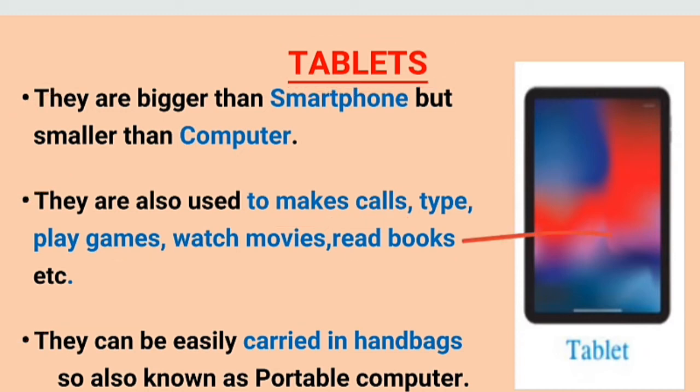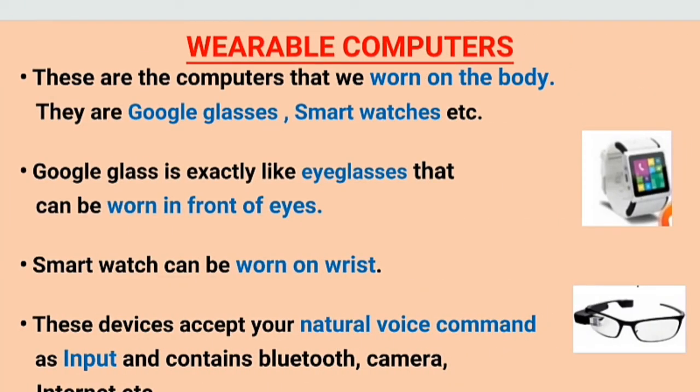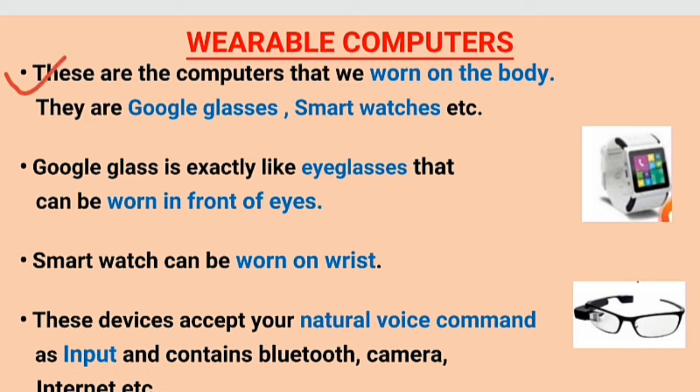Now, the next part is wearable computers. Wearable computers are those computers that we wear on the body. ये वो computers होते हैं that we can wear on our body. इनको हम अपनी body पे डाल सकते हैं. Like Google Glass, smartwatches, etc. Here is a figure of a smartwatch and here is a figure of Google Glass. Basically these are all similar to our smartphones.